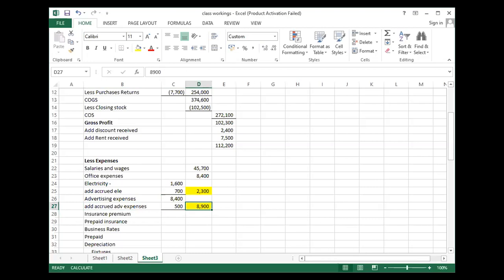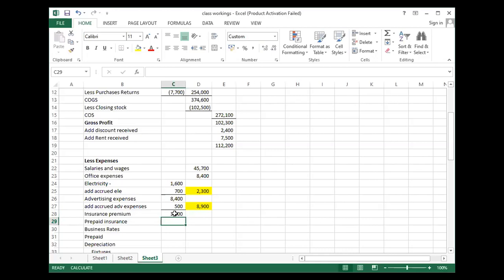The next item is insurance premium. What is the amount? From the TP&L it is 3,100. Kindly check whether it is affected by additional information. Yes. And we have been told that insurance premium paid in advance was 900.